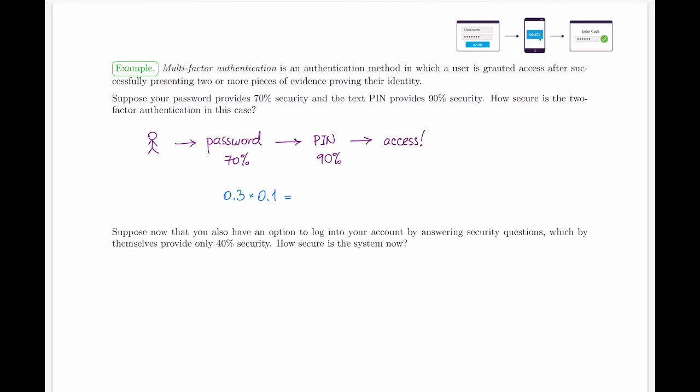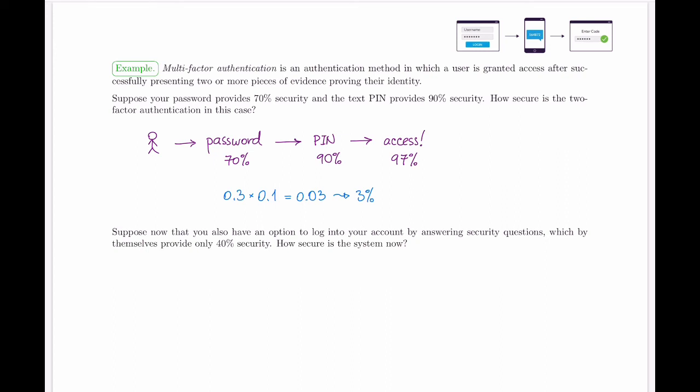0.3 times 0.1 is 0.03, which translates to 3%. So within this system, the password being 70% secure and PIN being 90% secure, that means that the hacker is only able to get access 3% of the time, which means that the system overall is 97% secure. Notice how this is bigger than either of the components of the system. So this has an advantage of some aggregate security building on top of each other to produce the system that is more secure than either of its components.